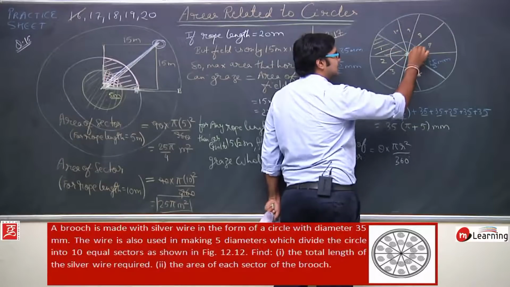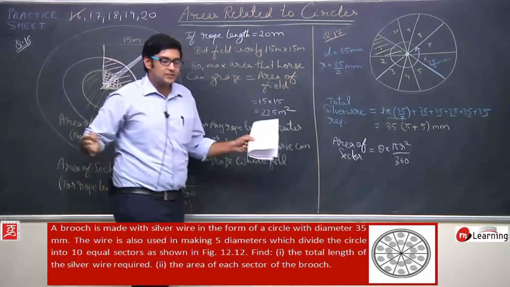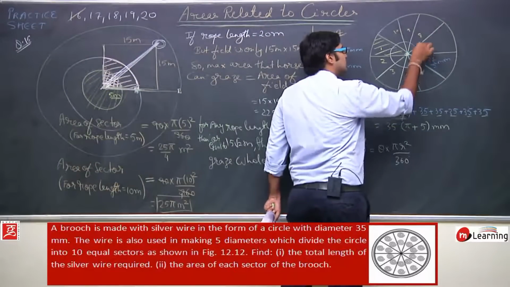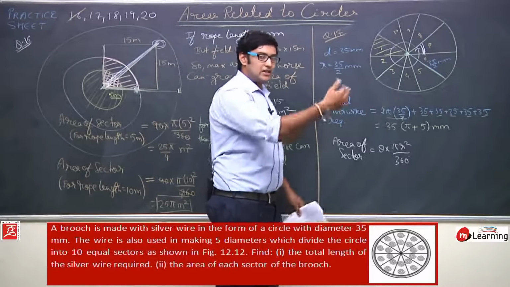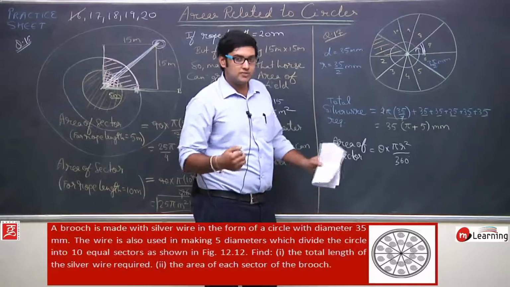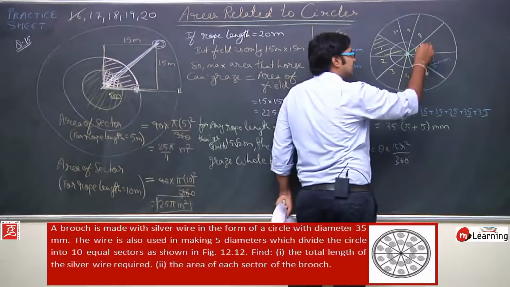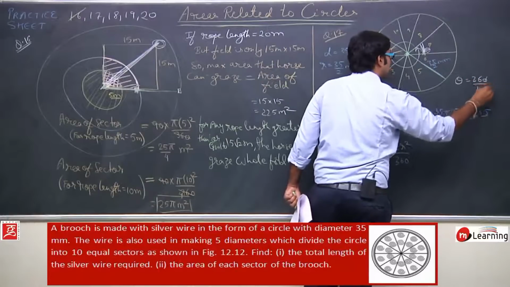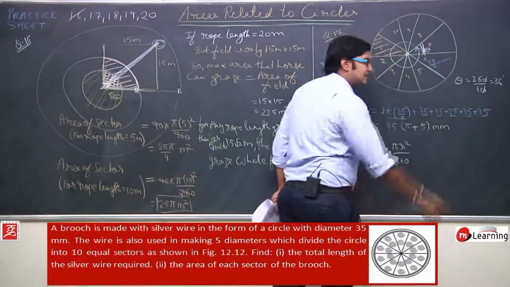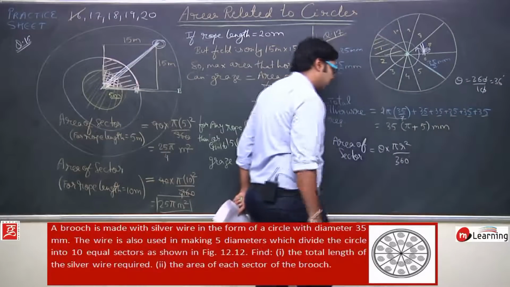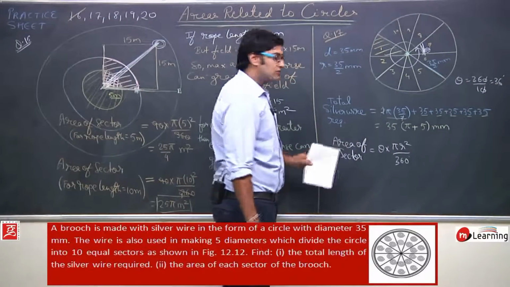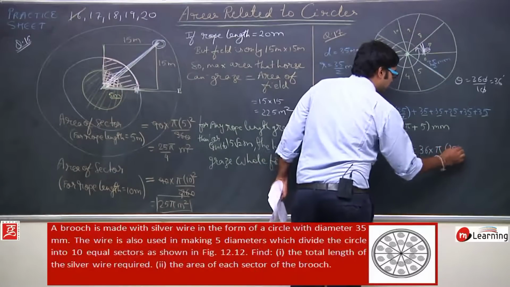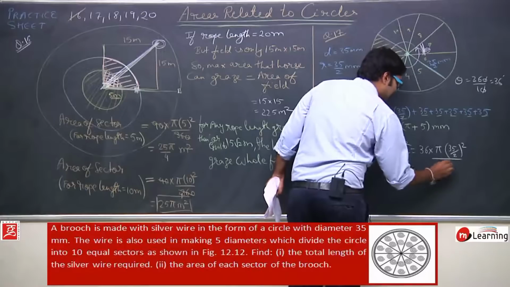See, this complete circle is 360 degree. I have divided this particular circle into 10 different parts. So what will each of these angles be? If I divide this circle of 360 degrees into 10 equal pieces, each angle theta will be equal to 360 upon 10, that is 36 degrees. Each angle will be 36 degrees. Now area of each sector will be 36 into pi into r, which is 35 by 2, whole square upon 360.